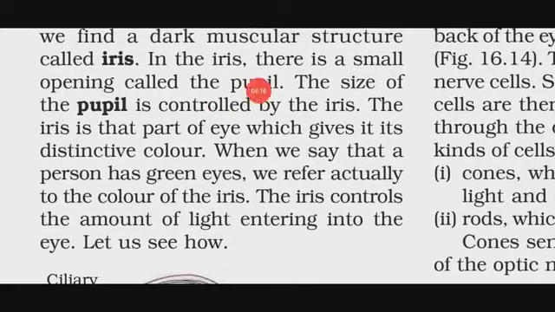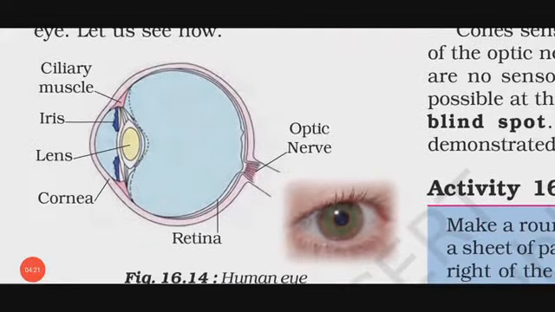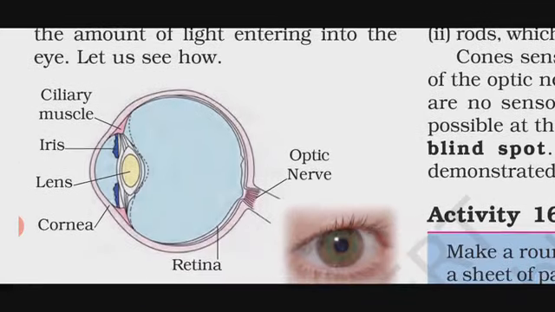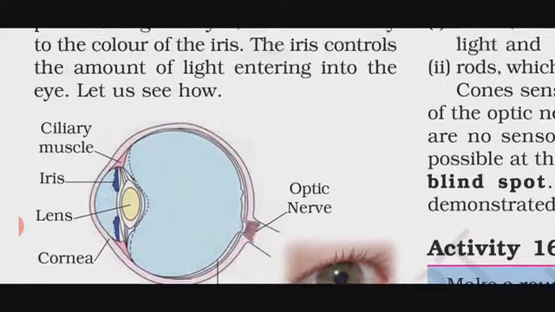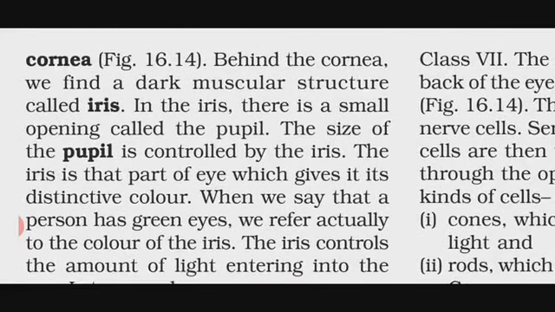So in the iris there is a small opening called the pupil. This is called the pupil, as you can see, this dark spot here. You may have observed that in the eye there is a dark spot, that's called the pupil. And the size of the pupil is controlled by the iris.